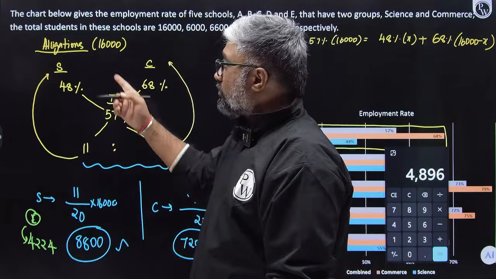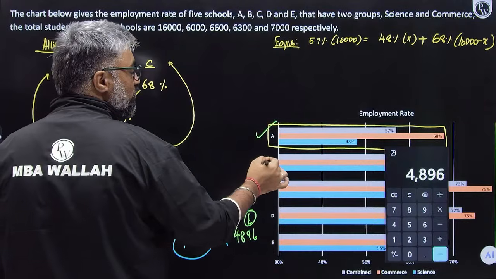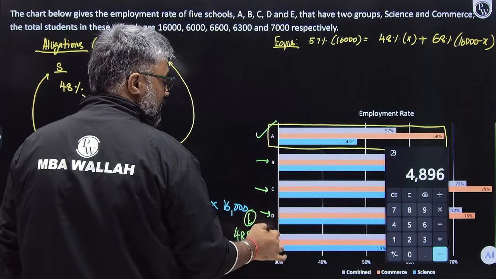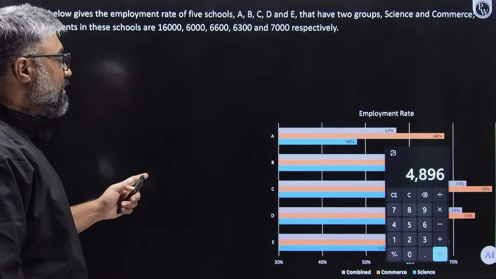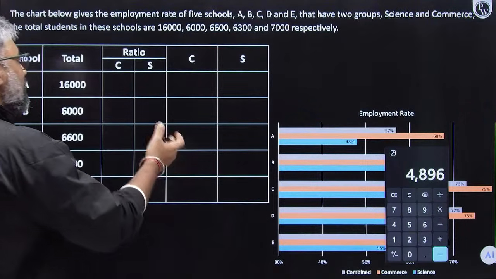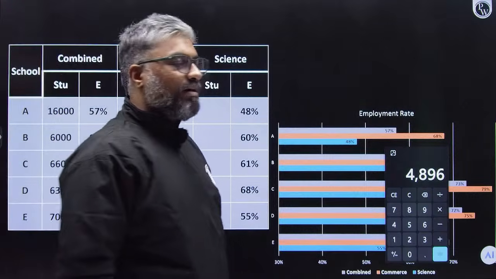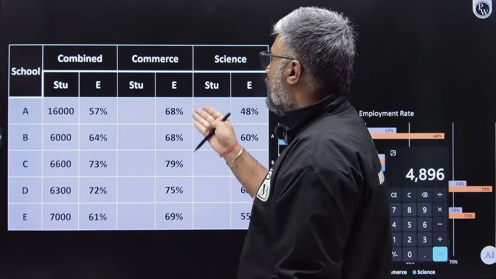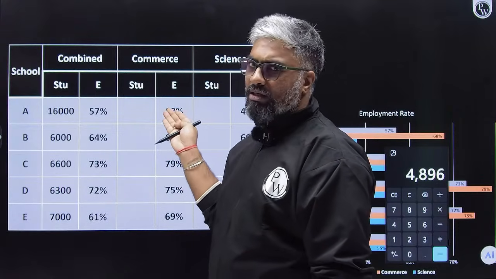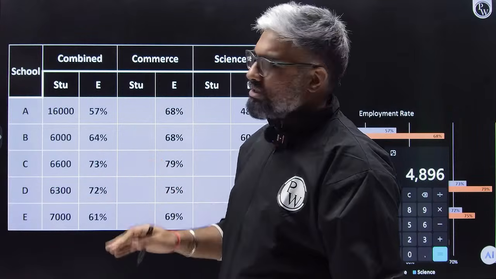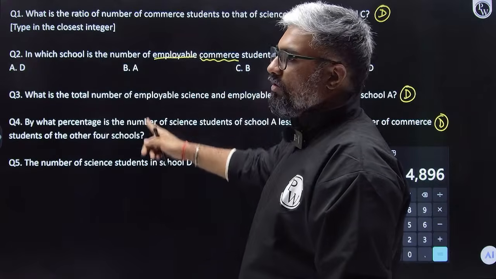This you can do. So this we have done for school A. Done. Same we can do for school B, C, D and E. So once I finish for B, C, D and E, I can put it in a table like this, where I can enter all the values, get it over with. If you want, you can do the calculation also, or you can skip it. Choice is yours. Ultimately, once the table is ready, you can answer all of these questions.